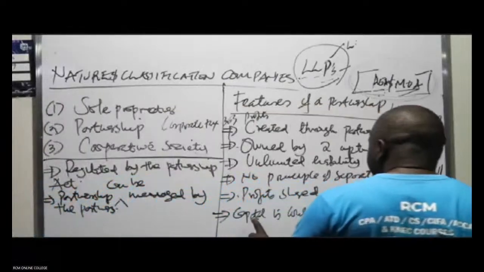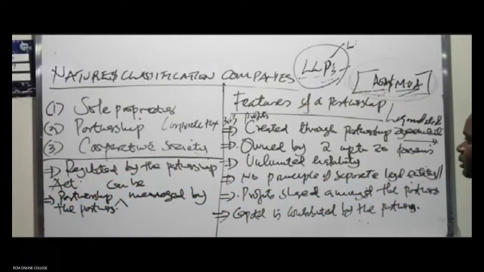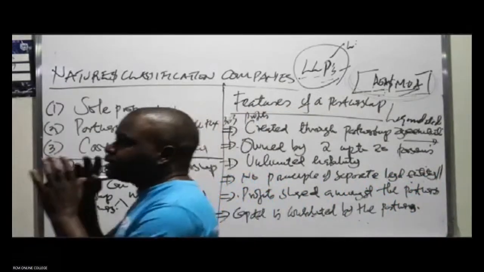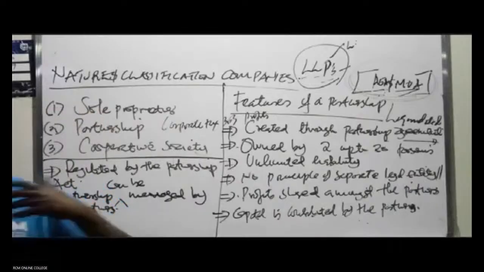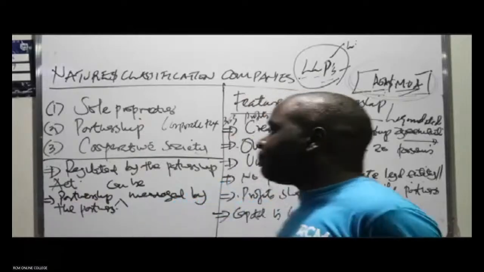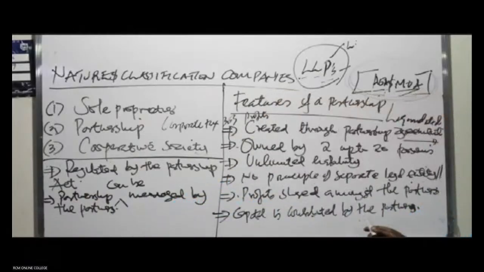Then the capital is contributed by the partners. So the partners are able to contribute the capital. Normally, this one puts in maybe 60,000, this other one 70,000, this other one 80,000. Then eventually they put it together and they form the business. So they do not end up having to sell shares.